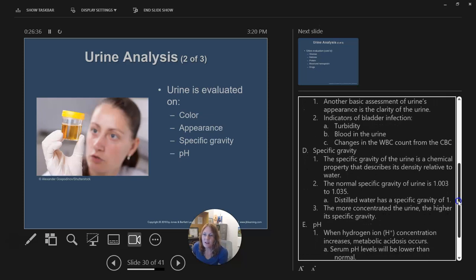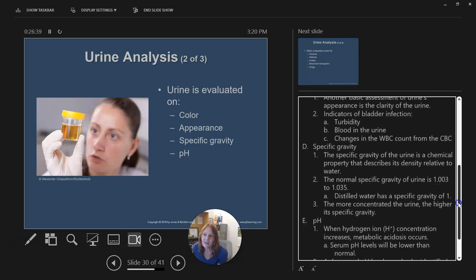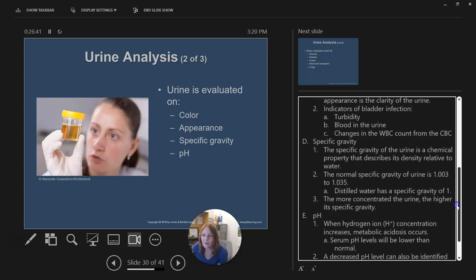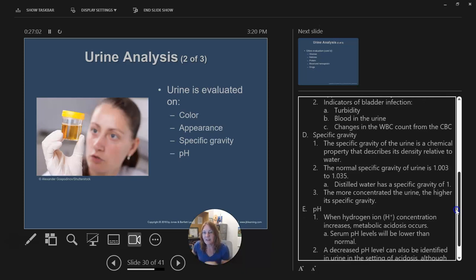The specific gravity of the urine is a chemical property that describes its density relative to water. So the normal specific gravity of urine is 1.003 to 1.035. Distilled water has a specific gravity of 1. The more concentrated the urine, the higher its specific gravity is.